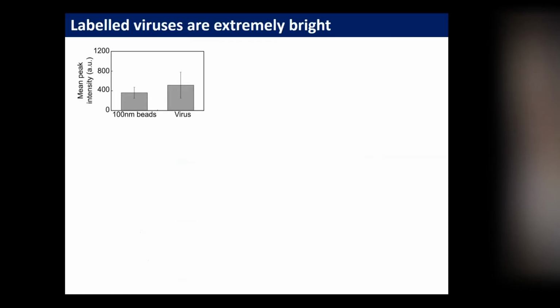Because our fluorescent labels are so bright, and also because we're getting multiple labels per particle, in fact, our viruses are as bright as microsphere beads that we actually use to calibrate our microscopes, which are pretty much the brightest thing that we can get hold of.